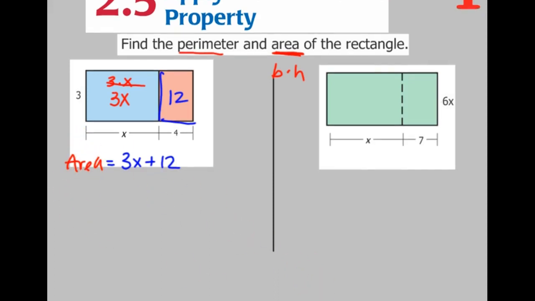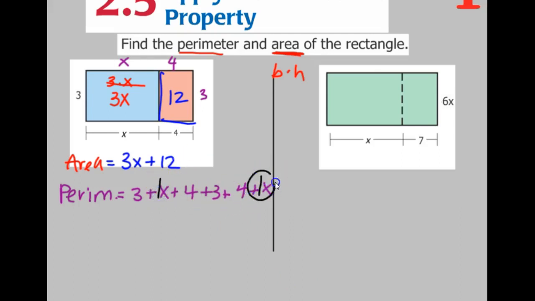Perimeter, on the other hand, is when you add up all of the sides. So this side is 3, this side is x, this side is 4, this side is also 3, it's the same as the left. This side is also 4, so plus 4, and plus another x. We know that x is really just 1x.